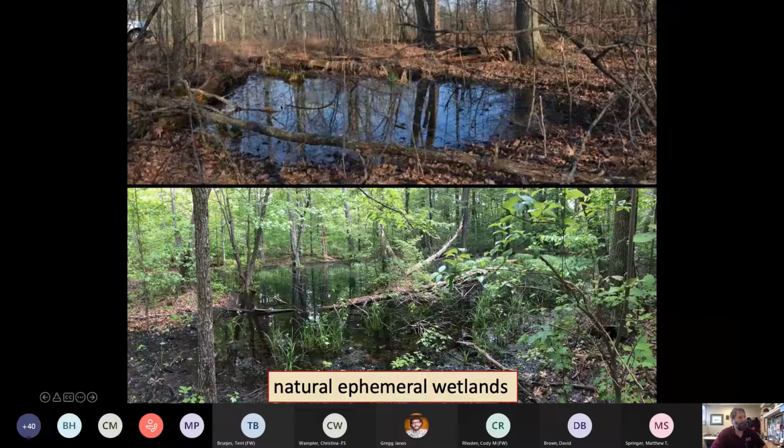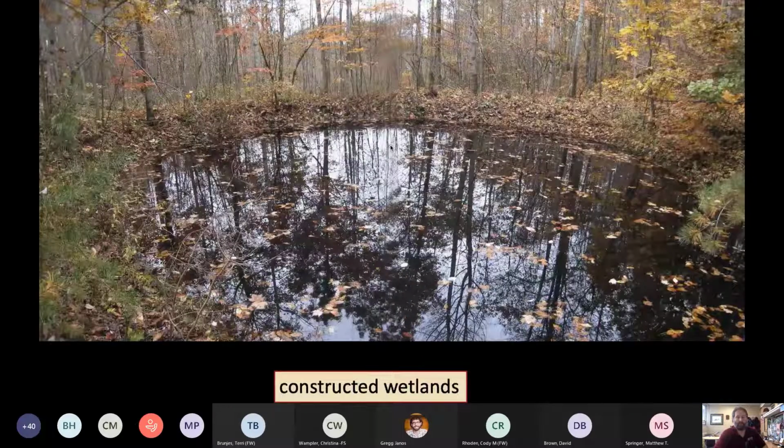Here's some images. This is one of those Dark Cave wetlands. This is the smallest of the wetlands we know of, the naturals. It's been impacted. It's next to a gas line, but it still functions mostly as a natural. It is natural.